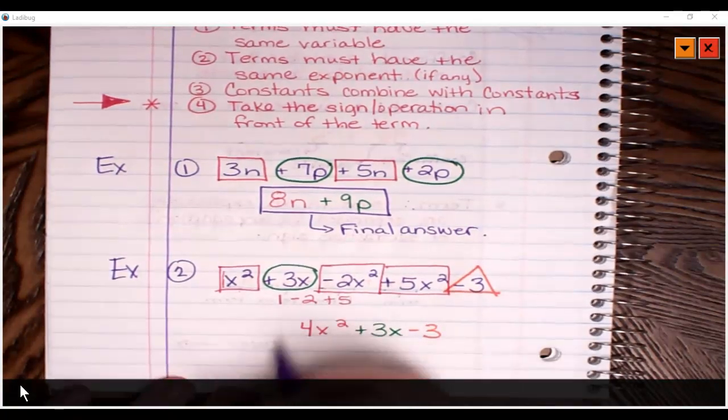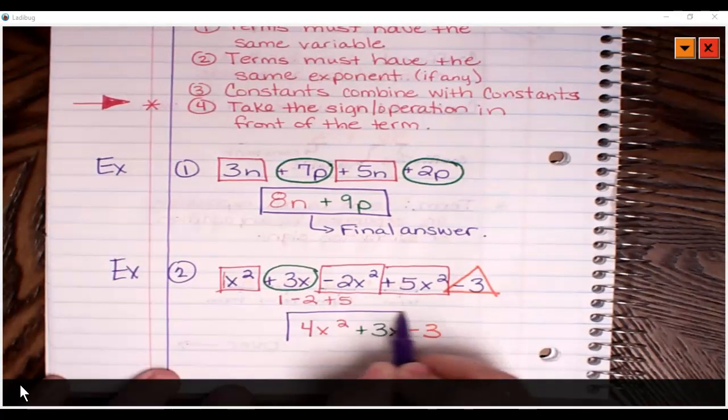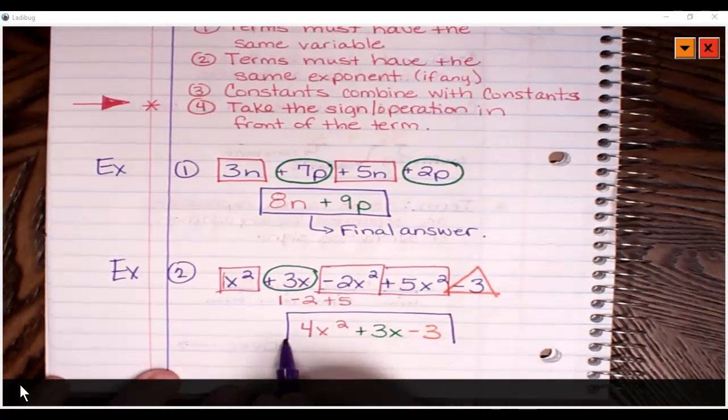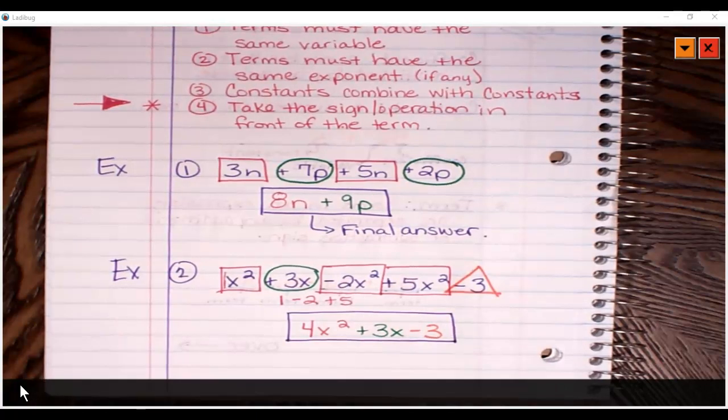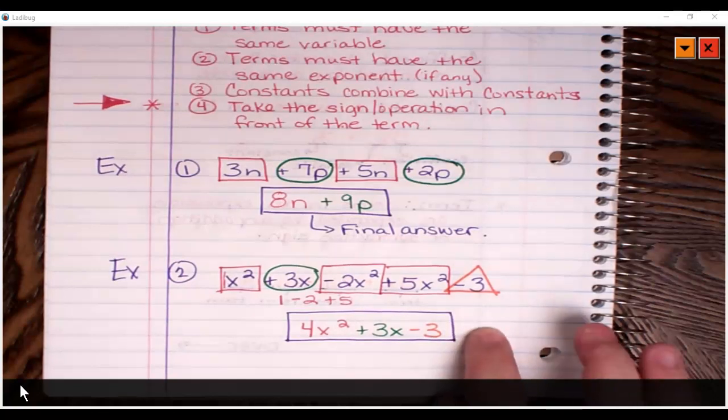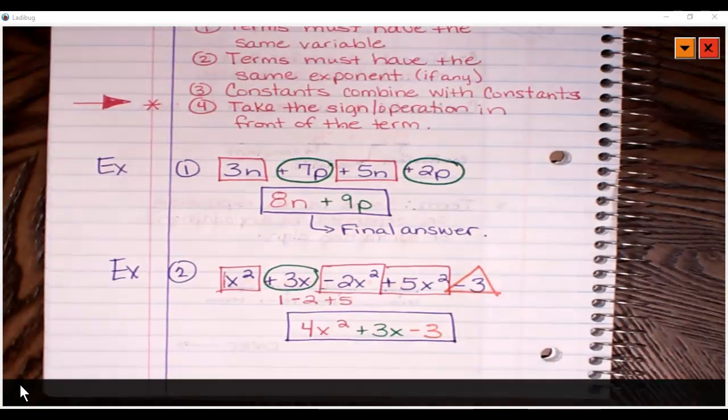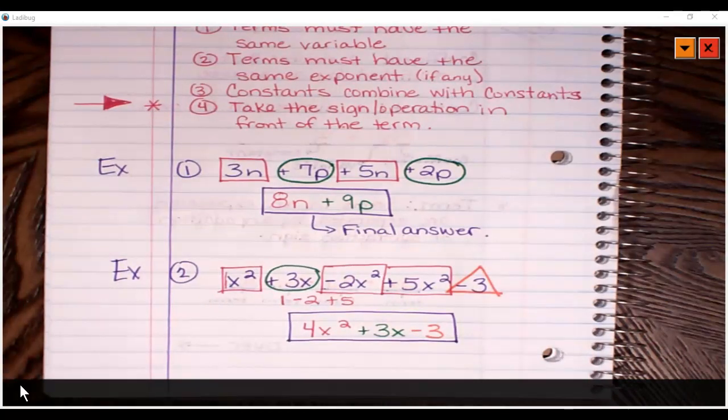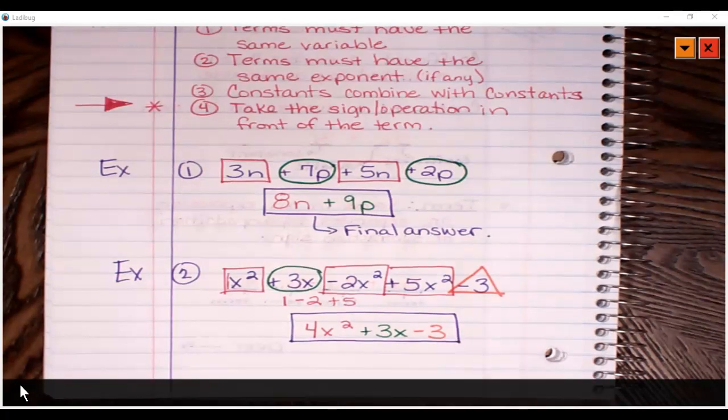So my final answer is 4x squared plus 3x minus 3. And we're done. That's as far as I can take it. We're not solving it. We're just combining like terms. There is not an equal sign that tells us we need to solve it. I don't know in this instance what is the value of x, so therefore I cannot solve it. I can only combine the like terms, and I'm done.